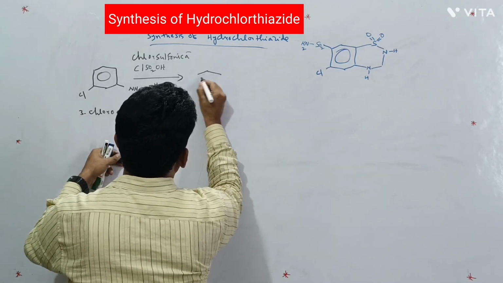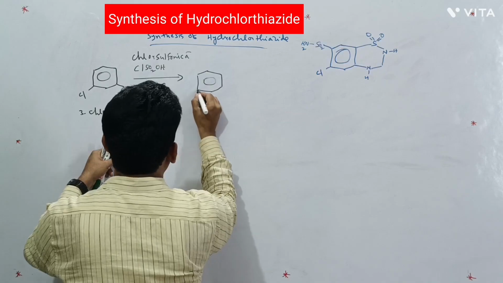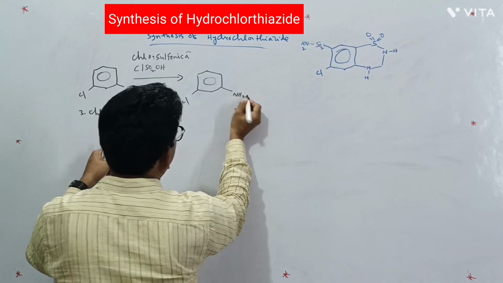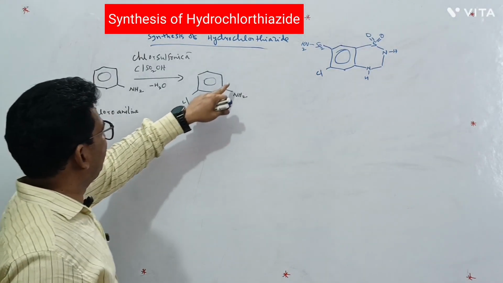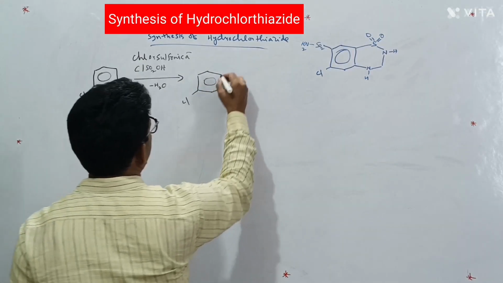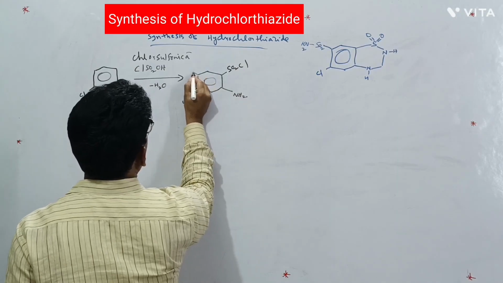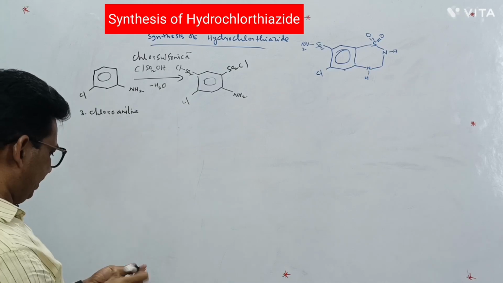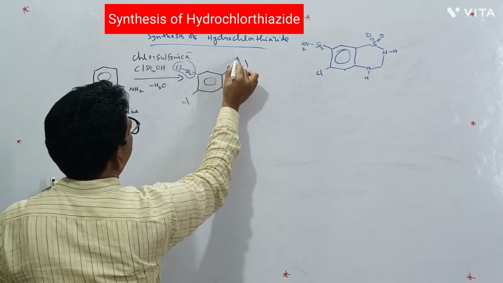Now see at which position it is going to be introduced, the sulfonyl chloride group. Here this position substitution is there and this position also substitution is there. That's why the empty positions are these two, because these two are the free positions. That's why here one sulfonyl chloride and here one sulfonyl chloride, that is SO2. What it introduces? Sulfonyl chloride group introduces here one and here one.